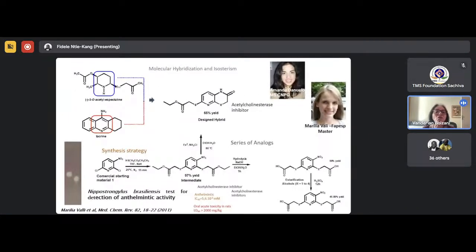This is another compound that you try to modify in order to have this skeleton and try to improve, but also you only have publication on this kind of compounds. That is nice, because it's our function. We are scientists. The next one, please.